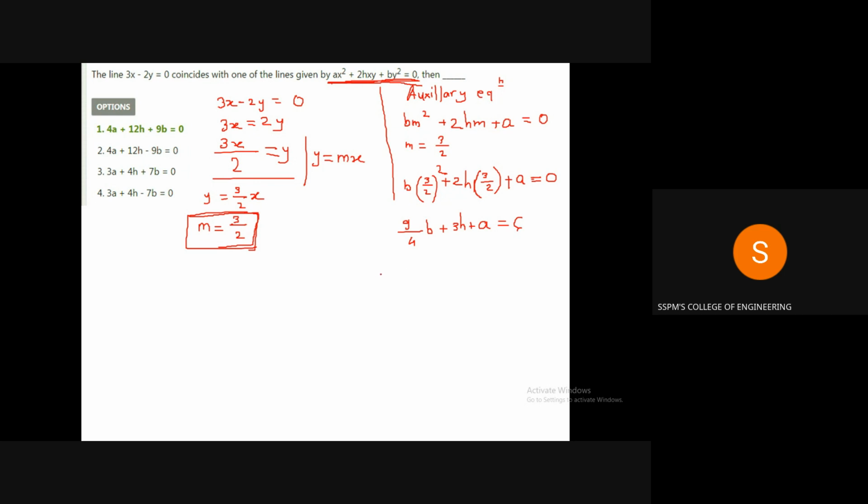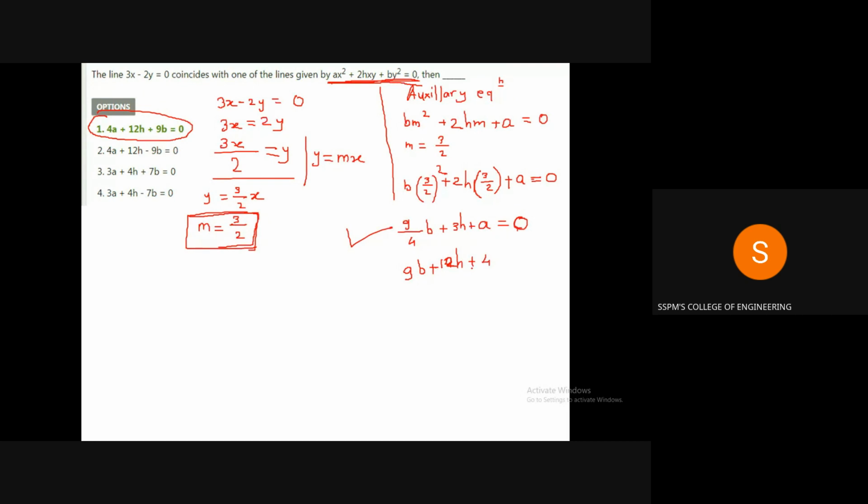Okay. Now this is the answer. Okay, but if you see again, the answer is not like that. Just multiply this equation by 4. Here it is 0, so multiply this whole equation by 4. You will get 9b, so this 4 will get cancelled. So 3, multiply this 3 by 4, it is 4h plus 4a. Sorry, it is 12h.